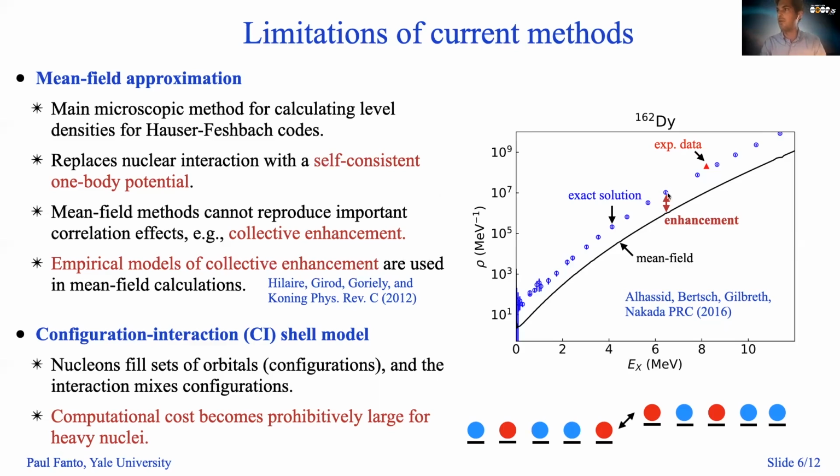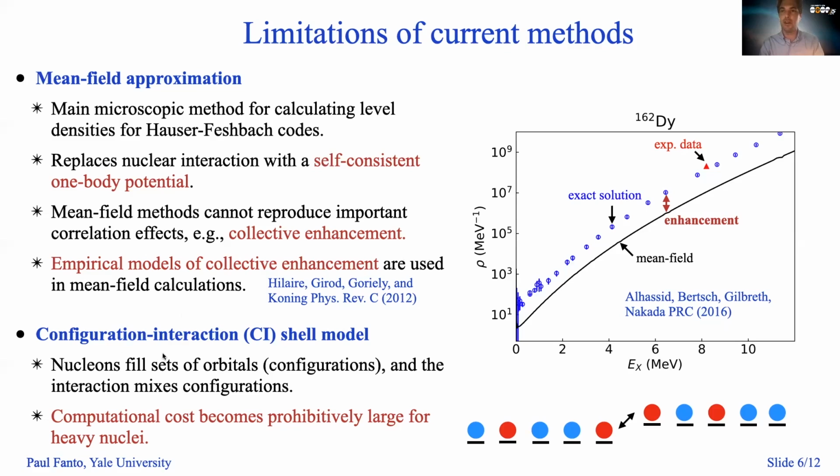I show an example here for dysprosium-162. This collective enhancement is attributed to the presence of rotational band states, which are excitations that can be thought of intuitively as collective rotations of a deformed nucleus, and which are not described in a mean field approximation. In practice, empirical models of this collective enhancement are used to augment mean field level densities, but these empirical models also become unreliable when extrapolated.